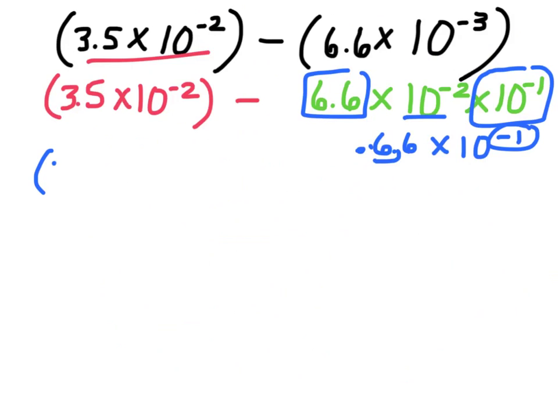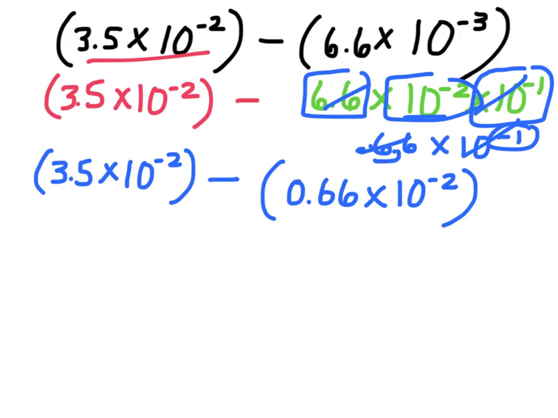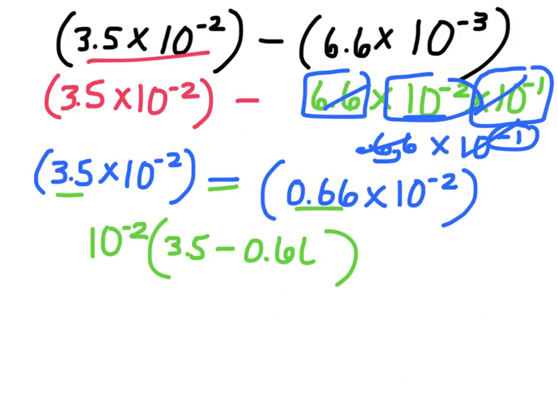Okay, so I'm going to rewrite this again. I have 3.5 times 10 to the negative 2 minus, I just got 0.66, and I used all of this stuff here, so I still have times 10 to the negative 2. Now if you look at that, that's good. I have both 10 to the negative second power, which is perfect. So now I'm going to use my distributive property and take that 10 to the negative 2 out, and I still have 3.5 minus 0.66.